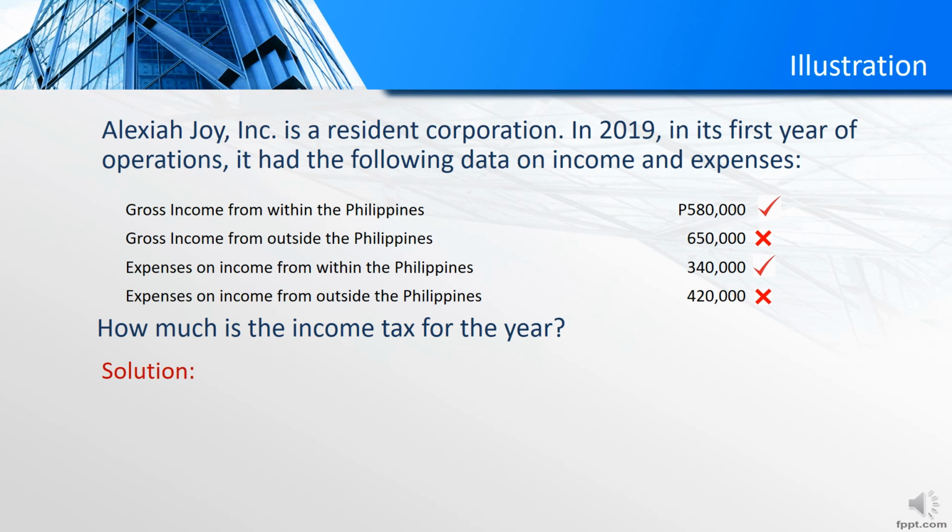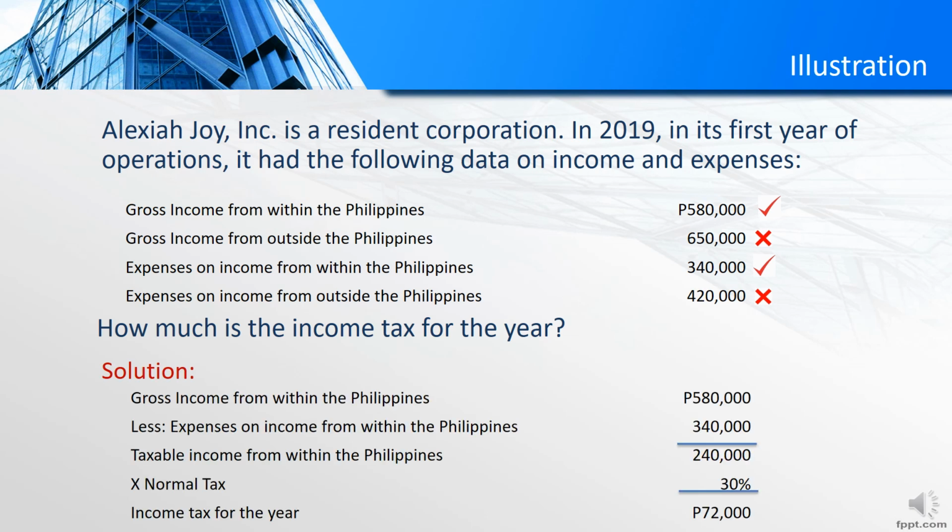So, our solution will be gross income from within the Philippines of 580,000 less expenses on income from within the Philippines of 340,000, and that will make you arrive at taxable income from within the Philippines of 240,000. Since it is the first year of operation, we will compute for the normal tax only of 30%. So multiplying 30% with the taxable income from within the Philippines of 240,000, we will arrive at the income tax for the year of 72,000. So our answer for this illustration is 72,000.